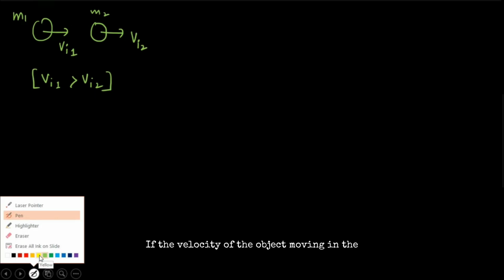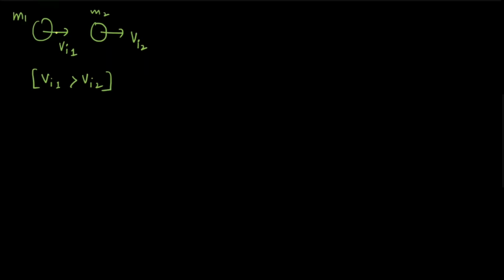If the velocity of the object moving in the forward direction is more and the object in the behind position is less, then there is no possible scenario where they can collide. But if the particle which is behind the first one has more velocity, then it might hit it from behind, just like a car does in some cases.